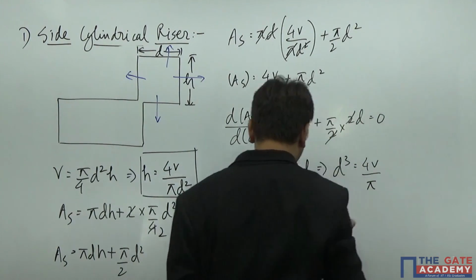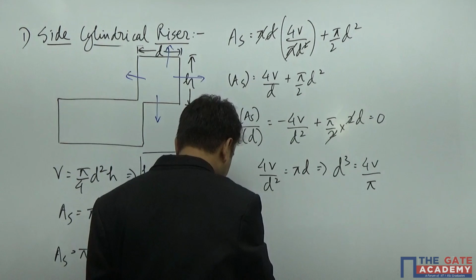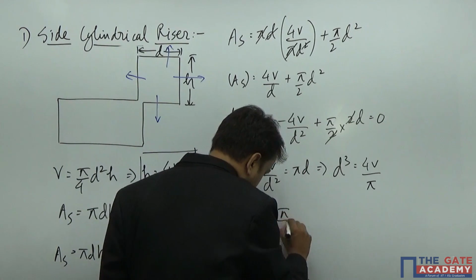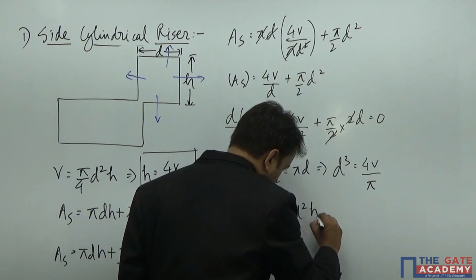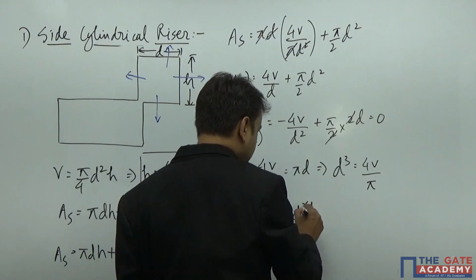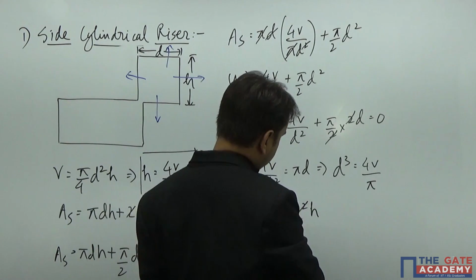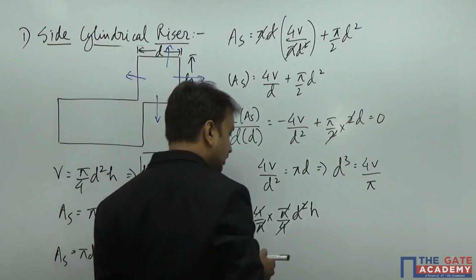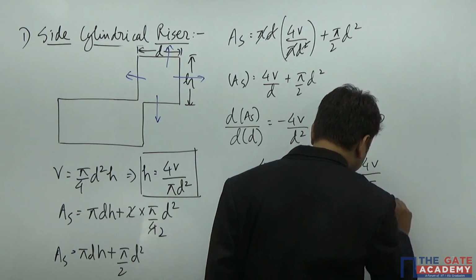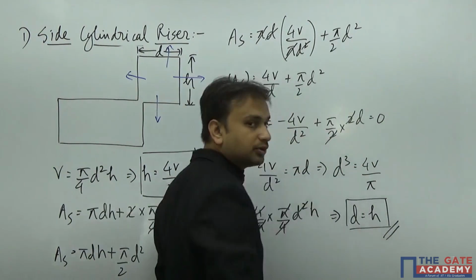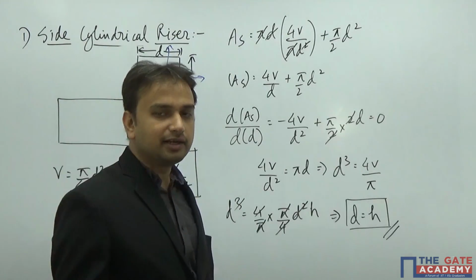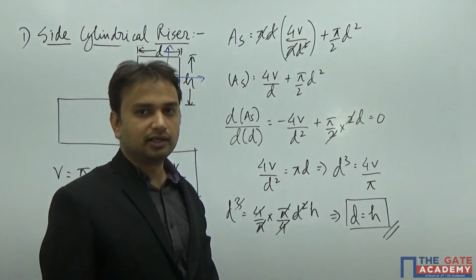Now can we put the value of V here? Yes, of course we can do that. So d cube is equal to 4 by pi into pi by 4 d square into h. So pi and pi got cancelled, 4 and 4 got cancelled, d square and d cube got cancelled. So what are we left with? We are left with the result, which is d equals h. Now what is d equal to h? It is the relation that we were seeking, right?